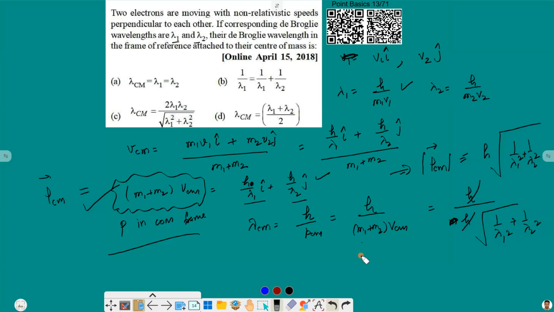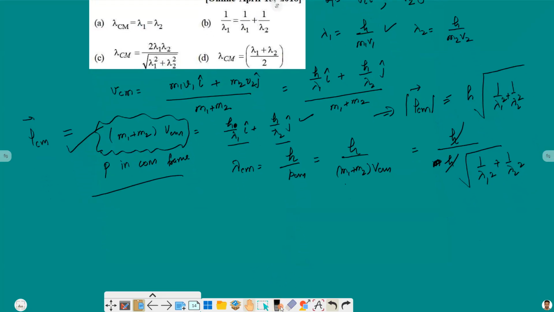Now h gets cancelled, and if I square, I get lambda cm square equal to 1 by lambda 1 square plus 1 by lambda 2 square. Now if I take the inverse, then I can write 1 by lambda cm square is equal to 1 by lambda 1 square plus 1 by lambda 2 square.